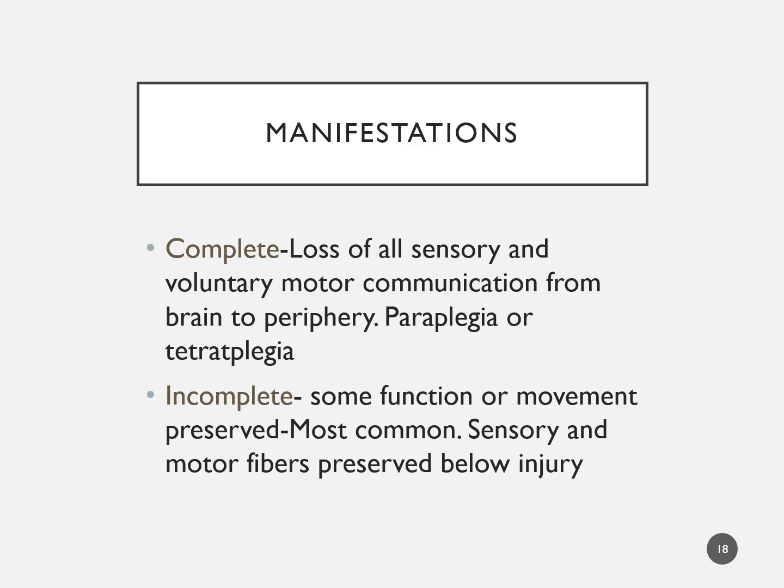The incomplete, which is the most common, is where there's an injury somewhere in the cord, but there's some function or movement preserved. It's not a fully complete injury. The sensory and the motor fibers may be preserved below the level of that injury, so the patient may have some sensation and some type of motor activity.